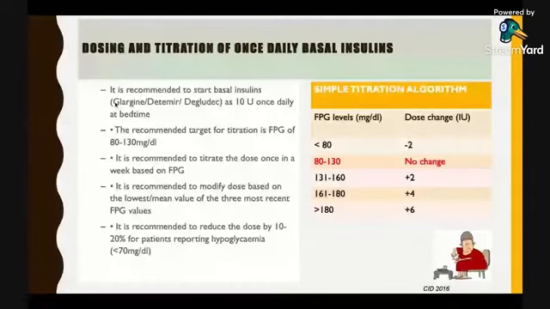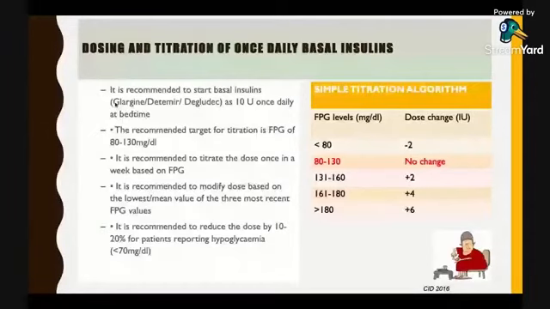It is recommended to modify the dose based on the lowest mean of the 3 most recent fasting values, or you can do a twice a week measurement for those patients who do not want to prick more. It is recommended to reduce the dose by 10 to 20% for patients reporting hypoglycemia. Again, very, very important. And a simple algorithm: less than 80, decrease by 2 units if you started with a 10-unit dose and you are escalating. So just follow this regimen: 80 to 130, no change; 131 to 160, plus 2 units; then 161 to 180, plus 4 units; and more than 180, plus 6 units.